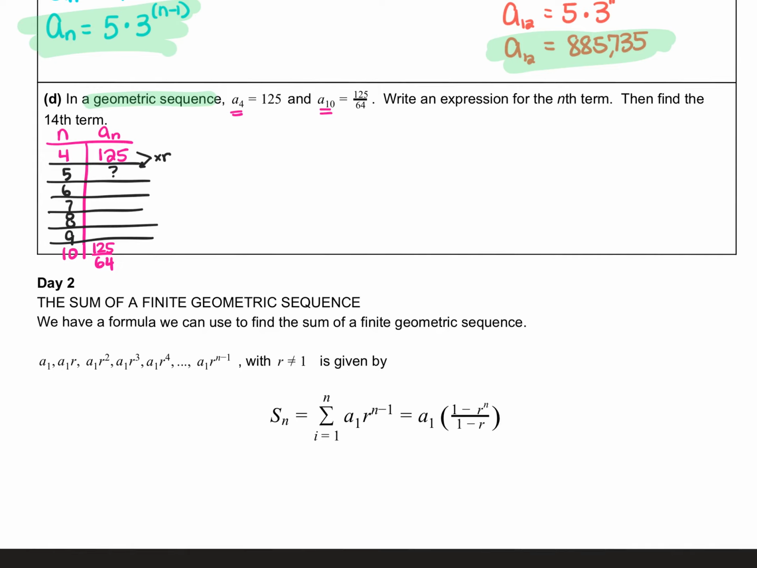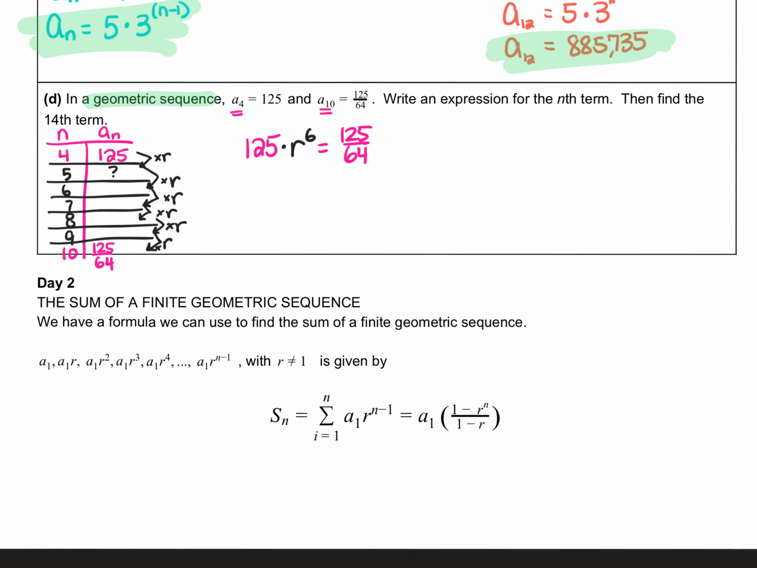I don't know what the 5th term is. That's okay. But then if I take that and multiply by r again, I'm going to get the 6th term. Multiply by r again, and again, and yet again, and one more time. What I see is if I start at 125 and multiply by r raised to the, let's see, that's 1, 2, 3, 4, 5, 6th power, because there are 6 of them, I should end up with 125 over 64. Now I have an equation that I can solve for r.